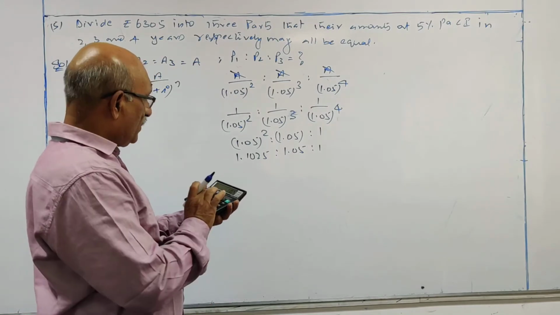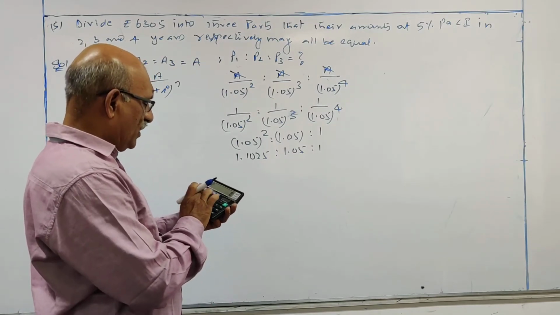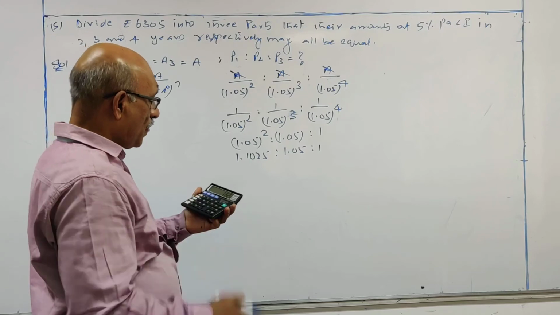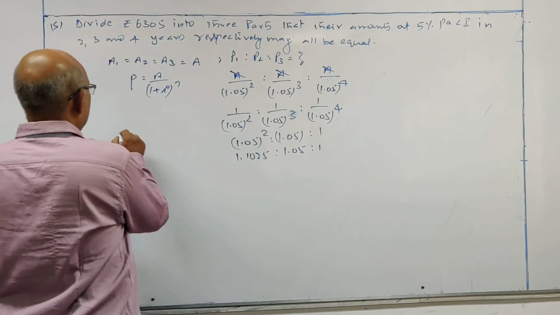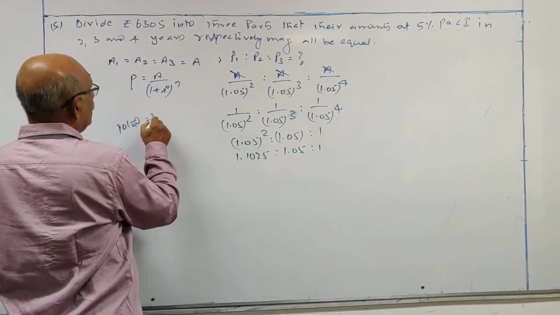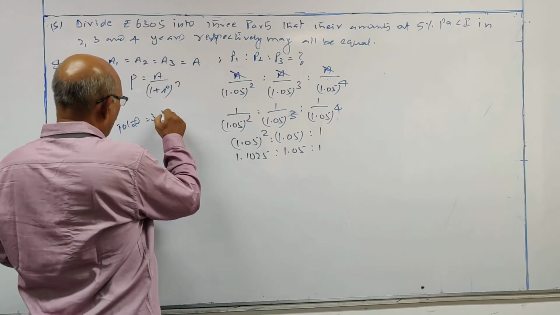And what is the total of this? 1.1025 plus 1.05 plus 1. Total is 3.1525.